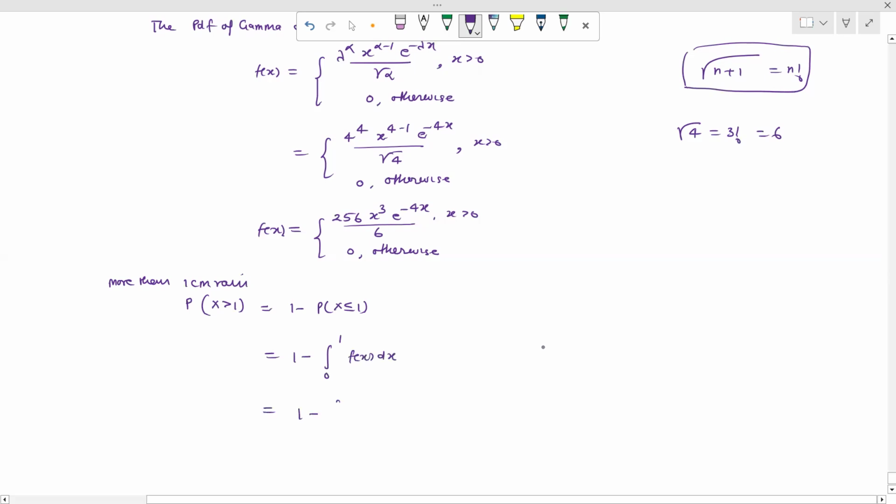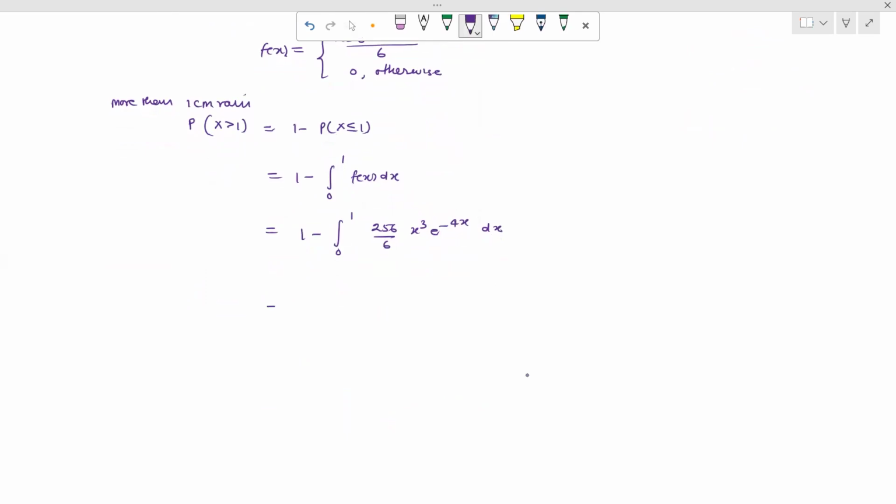So this is equal to 1 minus the integration from 0 to 1 of f(x), which is 256 upon 6 x cube e raised to the power minus 4x into dx. Now we do the integration of this, using the same formula. 256 upon 6 is constant, we take it outside the integration. X cube e raised to the power minus 4x into dx. This x we consider for differentiation, and e raised to the power minus 4x we consider for integration. The differentiation part we call u and the integration part we call v.